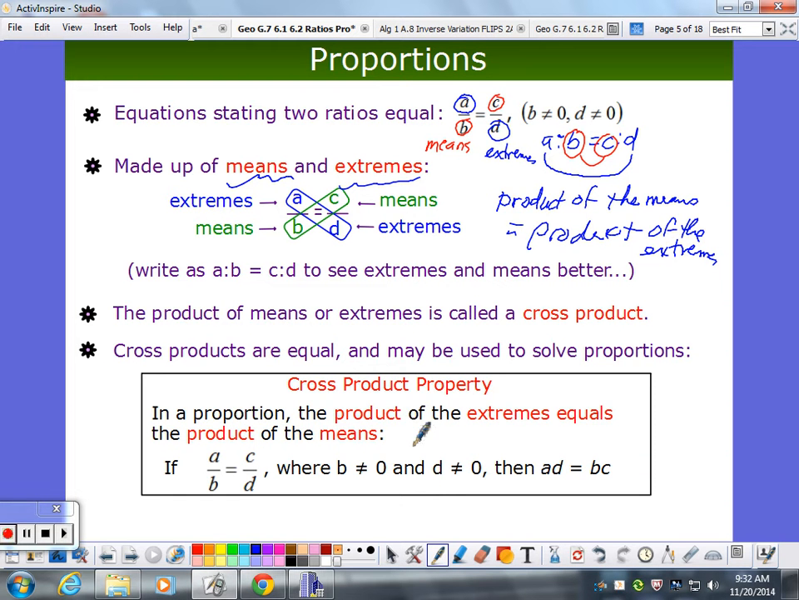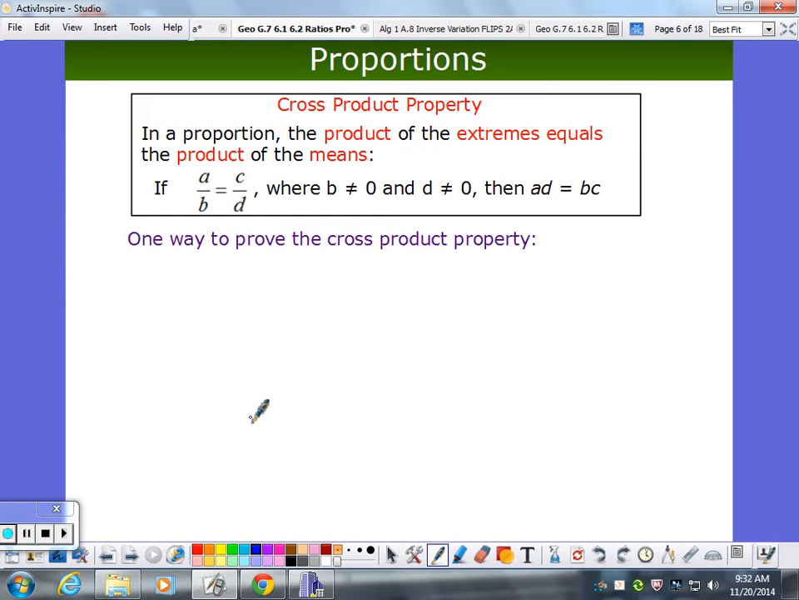So the cross-product property states, in a proportion, the product of the extremes equals the product of the means, or if A over B equals C over D, where again, B and D are not zero, we need to specify that, where we understand we can't divide by zero, then A times D equals B times C. Okay, that's a cross product. And I don't want it to be magic anymore. So how come that works? You raise a very good point, it just magically works. So I am going to first apply, what property says I can multiply the same thing on both sides?